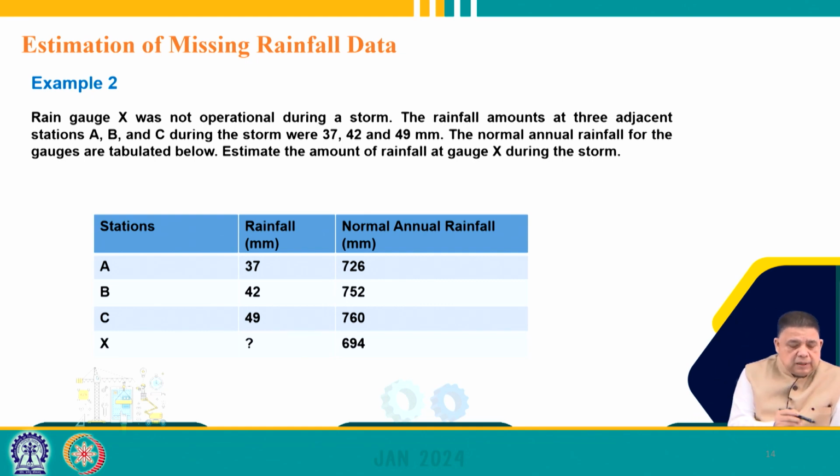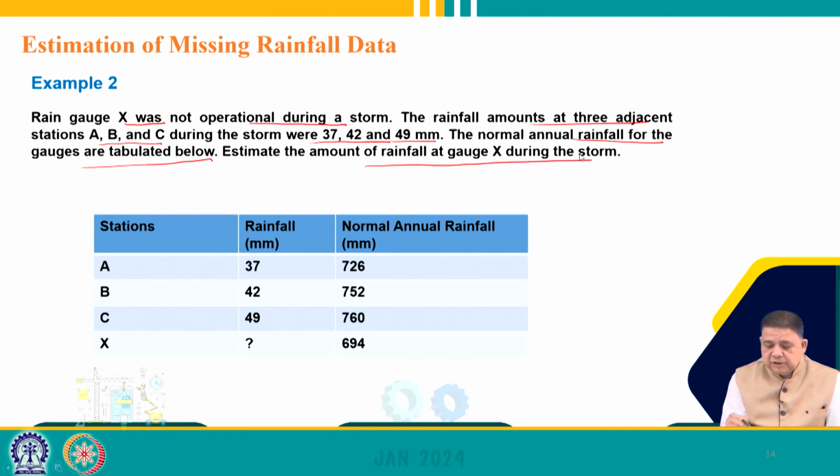Example 2 on the estimation of missing rainfall. So, rain gauge X was not operational during a storm. The rainfall amounts at 3 adjacent stations A, B and C during the storm were 37, 42 and 49 millimeters. The normal annual rainfalls for the gauges are tabulated below. Estimate the amount of rainfall at station X during the storm.